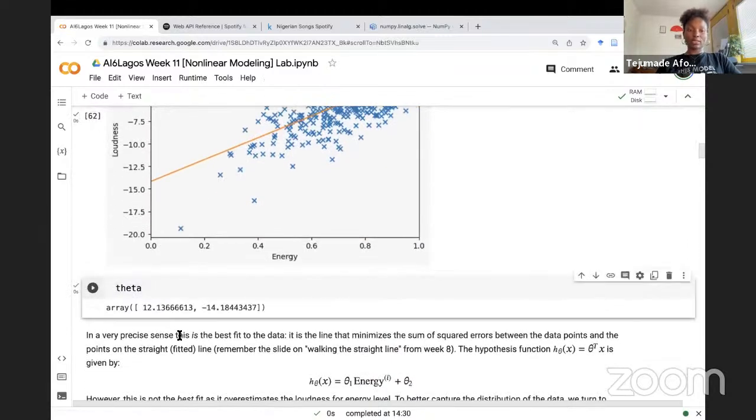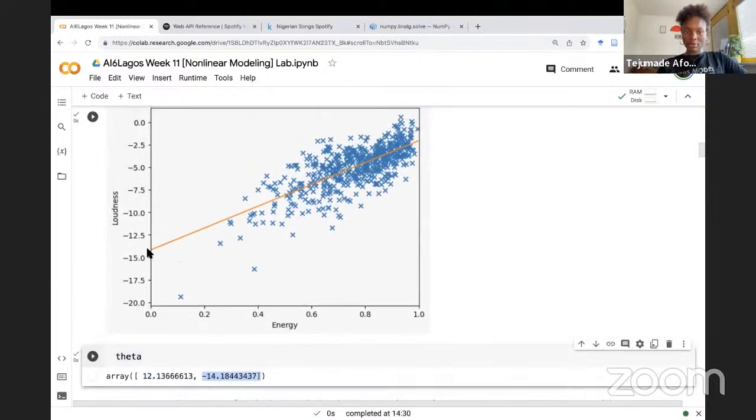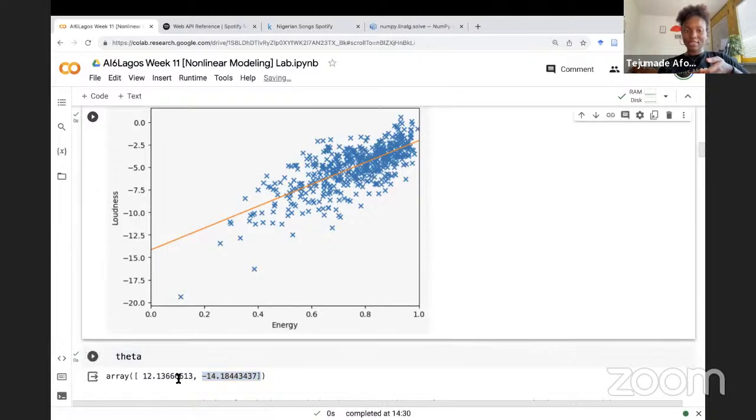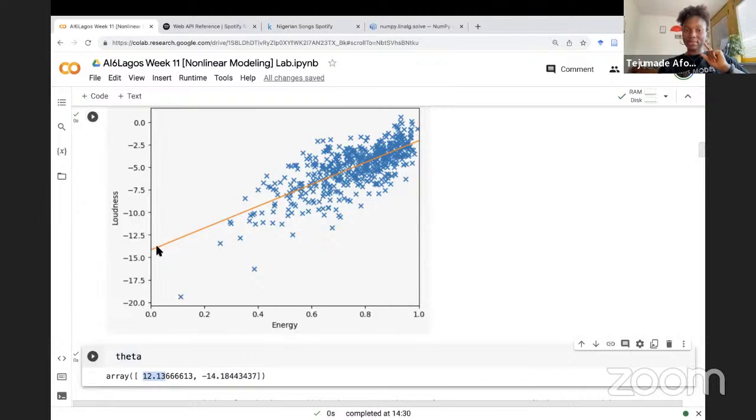Let's now look at what theta is. It should be just two values, the weight and the bias. Remember, mx plus b, or theta 1 plus theta 0. So b here is the bias, and I'm not lying, because you can always read out the bias from the y-axis. It's also known as the intercept. You can see that it's like negative 14 something. So this is definitely the bias, and this 12.13 is the weight that gave us this line in that direction.